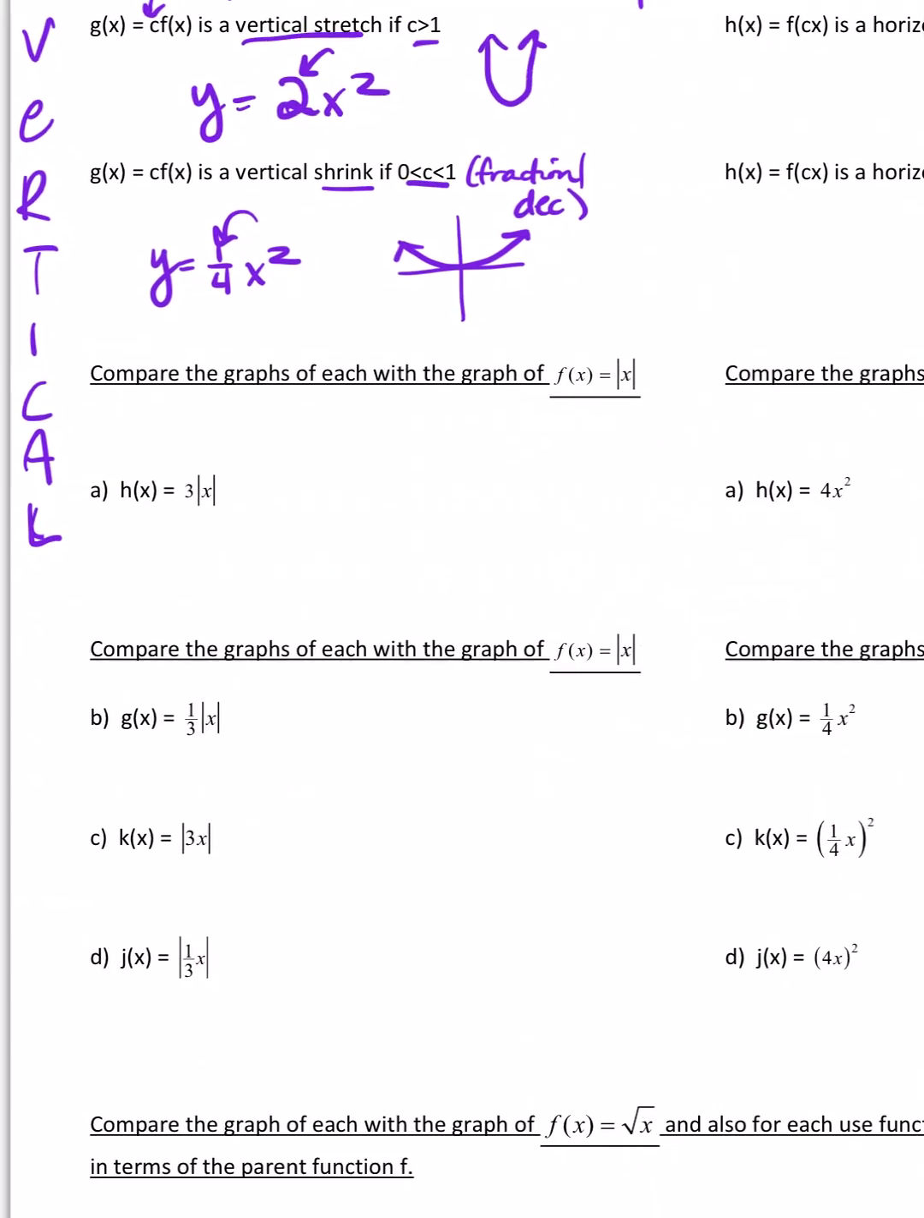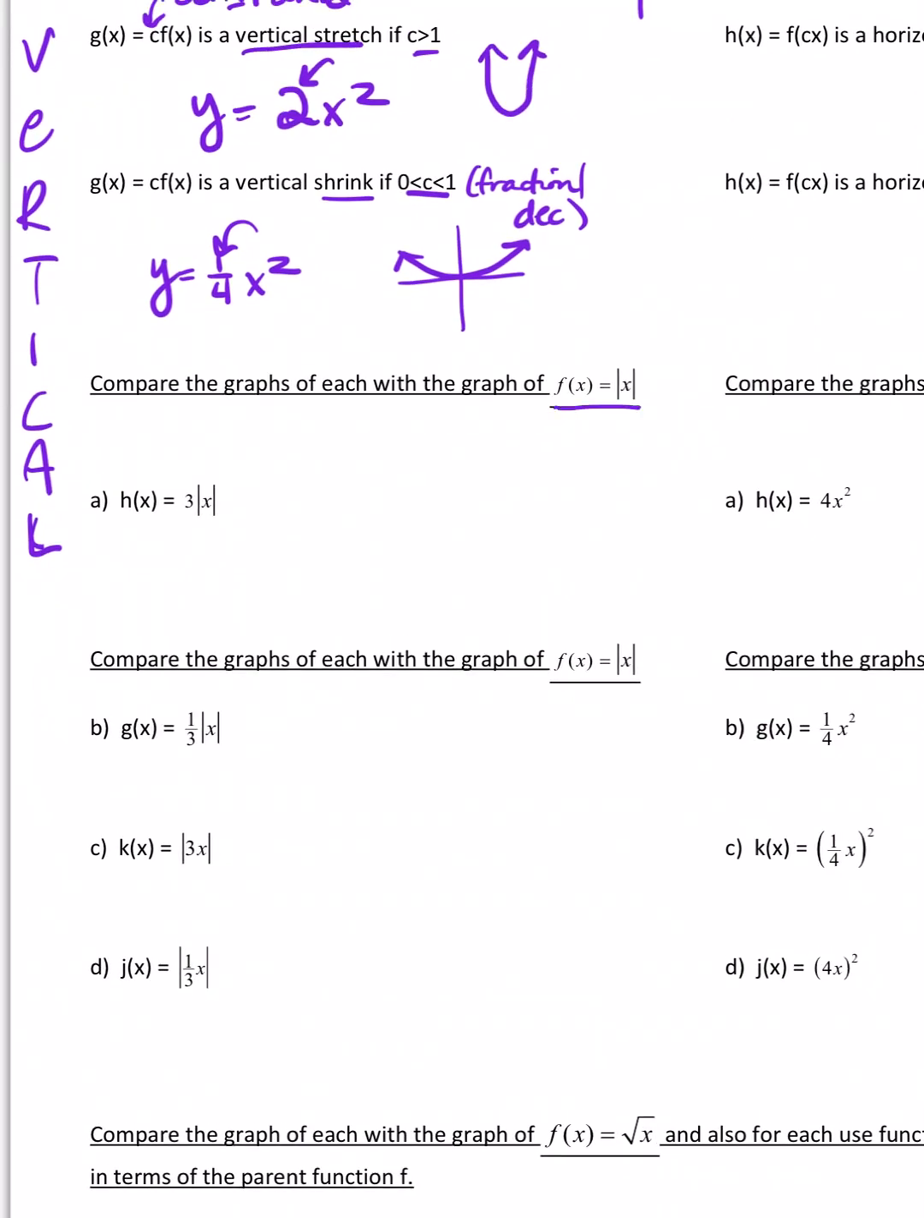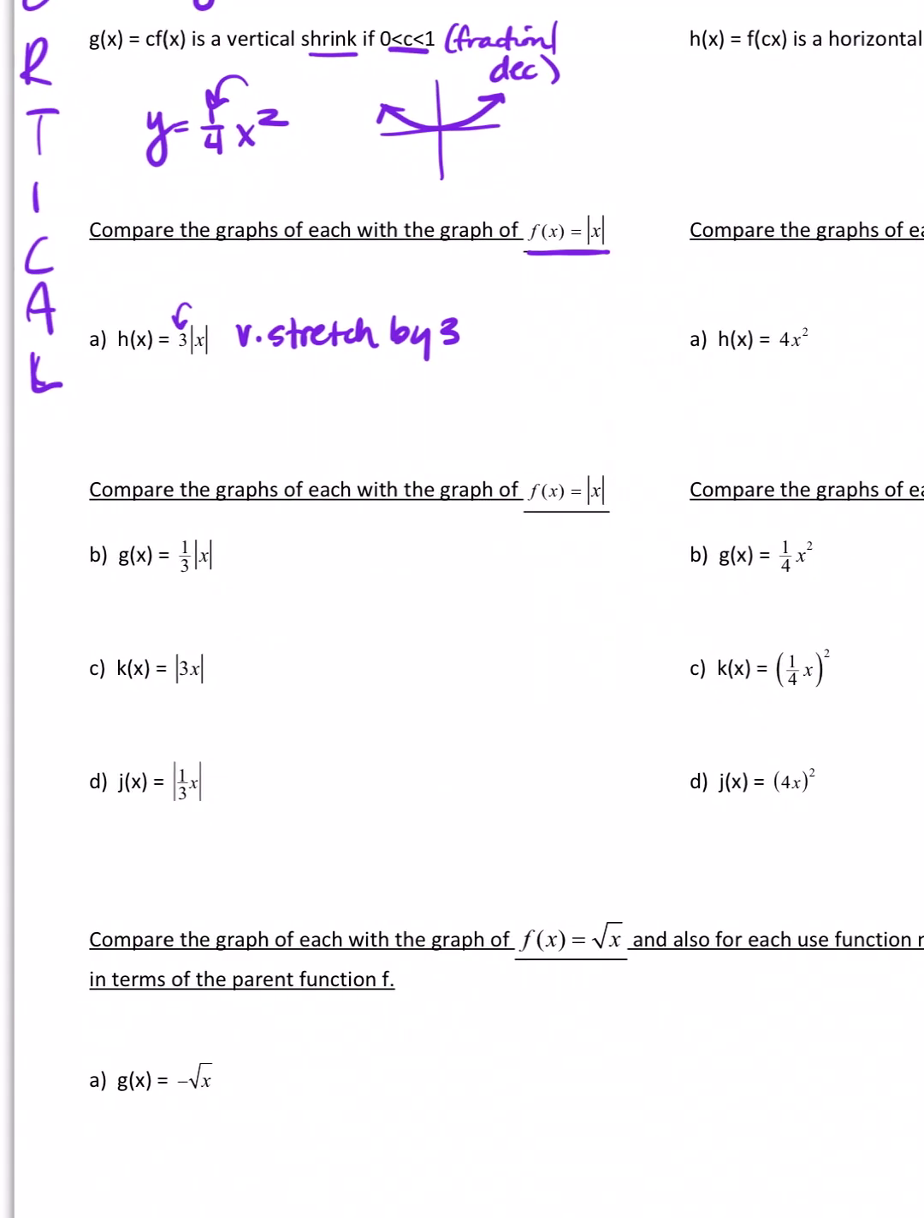Now it says compare the graphs with each of the graphs. So if the parent function was the absolute value of x, what is this 3 doing? Well, that's a vertical stretch by 3. So you want to tell me how much it's stretching, okay?